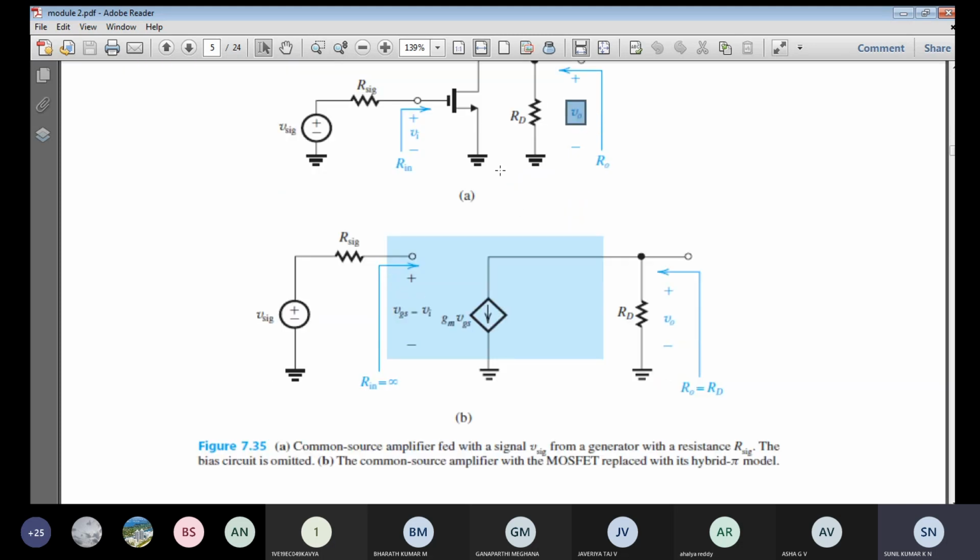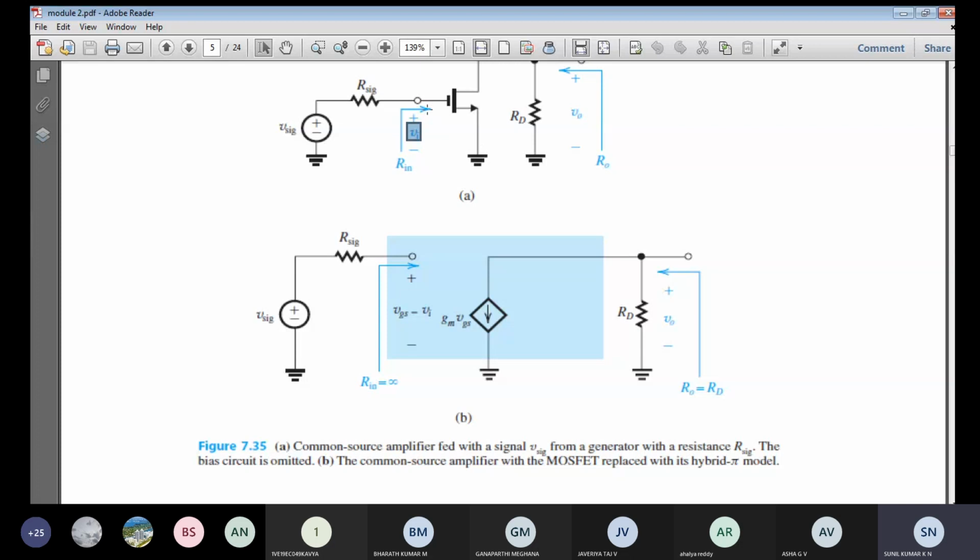The corresponding hybrid pi model is a small signal equivalent circuit model. So this is nothing but a hybrid pi model for the corresponding MOSFET. The MOSFET has been replaced with this, and in this circuit we can see the important things. What is the input voltage? The input voltage will appear between gate and source. That is VI. So VI will be effectively applied between the gate and ground. Hence, the entire VI will be the same as VGS.